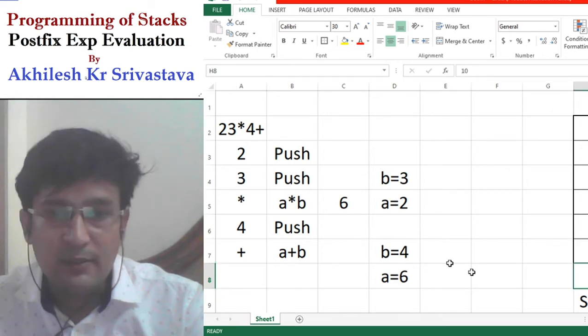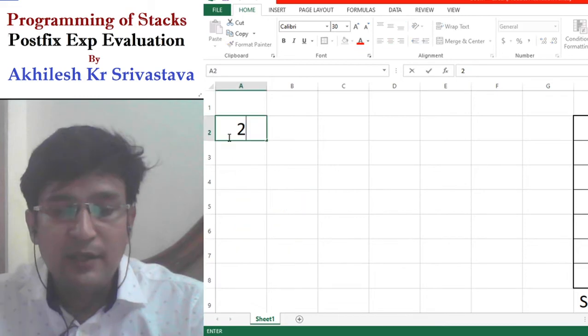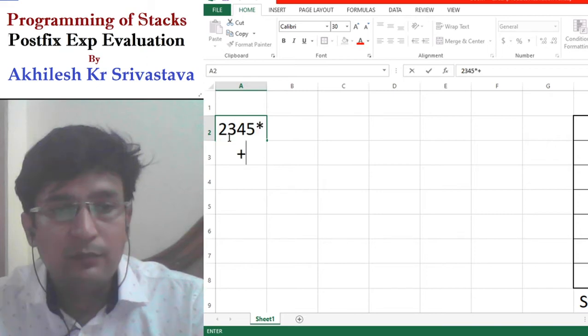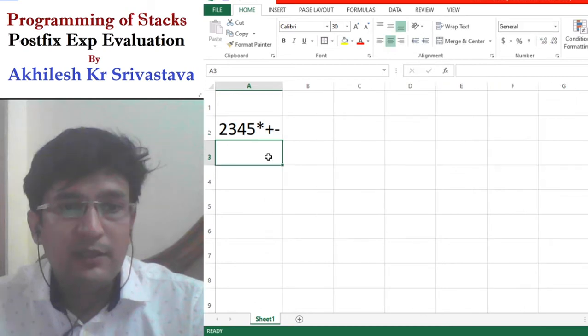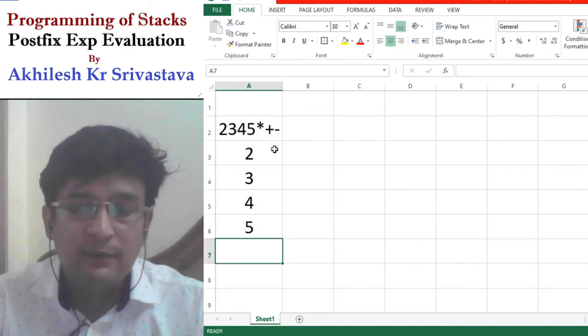Let's take another expression to understand this. Let's say we have an expression of 2, 3, 4, 5, multiplication, plus, let's say, minus. So this is the expression. To evaluate this expression, let us segregate the various types of symbols here. We have 2, 3, 4, 5, multiplication, plus and minus.